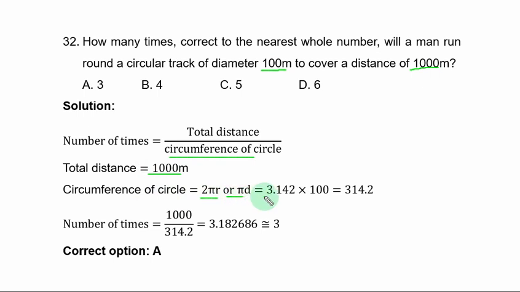So pi is 3.142 times 100 diameter, you have 314.2. So therefore, number of times is 1000 divided by 314.2, and that gives this approximately 3 times. A is the correct option.